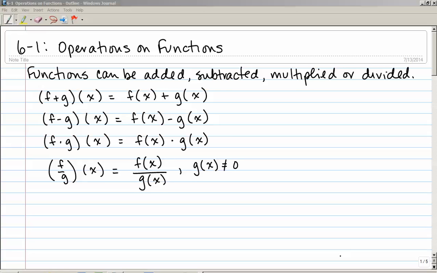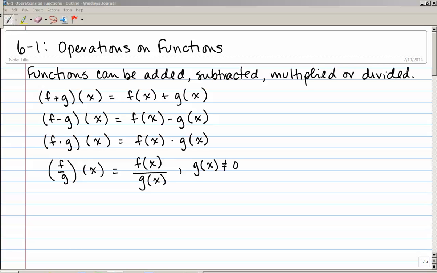Section 6.1 is on operations on functions. So functions can be added, subtracted, multiplied, or divided. So the notation looks like this. F plus g of x is the same as f of x plus g of x. So you're just adding the two functions.